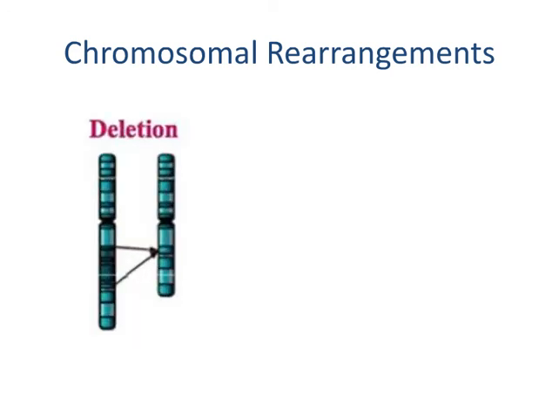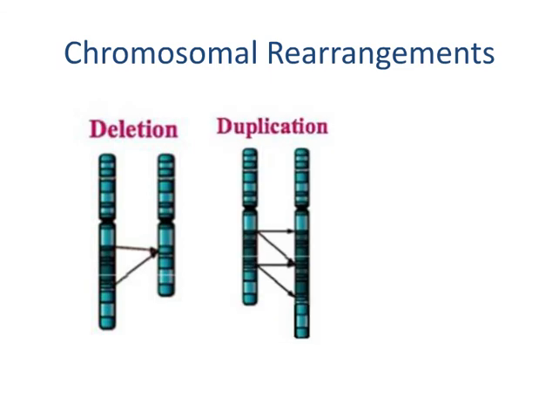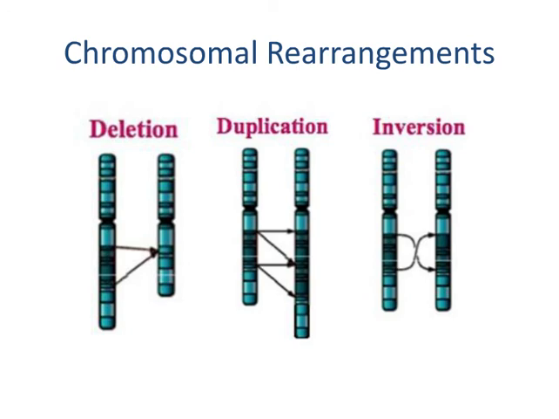Larger mutations are referred to as chromosomal rearrangements. Some common forms of chromosomal rearrangements include deletions, where a portion of a chromosome is lost, duplications, in which a portion of a chromosome is duplicated, and inversions, in which a portion of a chromosome is excised and reinserted in the opposite orientation.